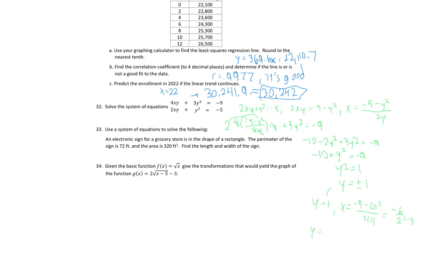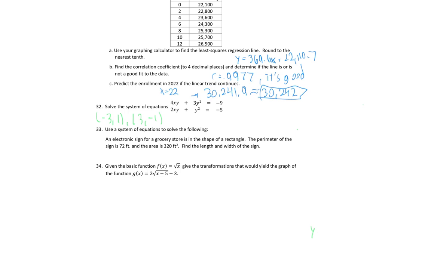Okay, well, what if y is -1? Well, x is going to be -5 minus -1 squared over 2 times -1. Well, -1 squared is just 1. -5 minus 1 is -6 over -2, which is going to be +3. So my solutions are going to be -3, comma 1, because for y equals 1, I found x was -3, and 3, -1. And those are my answers.